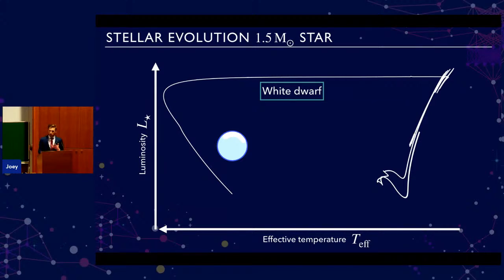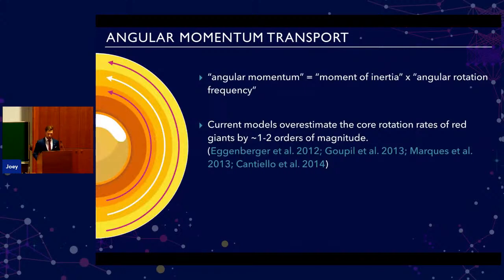While we know quite well how stars evolve, there are still certain things that we do not understand fully. And so during my PhD, I tried to address these open questions in stellar evolution. The first one concerns the transportation of what we call angular momentum. If you're not familiar with angular momentum, if you have a solid object that is spinning, the angular momentum is defined as the moment of inertia times the angular rotation frequency.